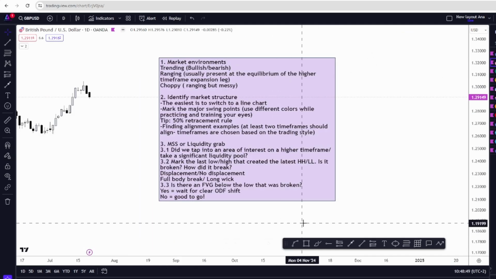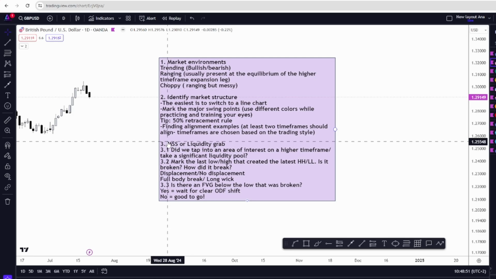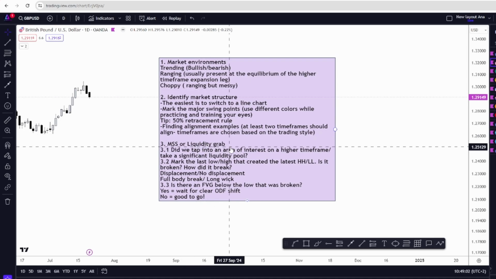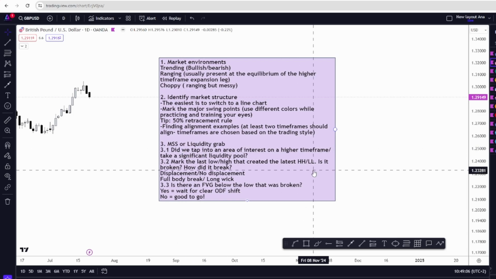And the last thing that I want to talk about is the difference between a market structure shift and a liquidity grab: how to identify if we have a real market structure shift or we just have a liquidity grab. The first question that I ask myself is, did we tap into an area of interest on a higher time frame, or did we take a significant liquidity pool? If the answer is yes, then I go to the second question. If the answer is no, I just stop there and I don't touch anything.